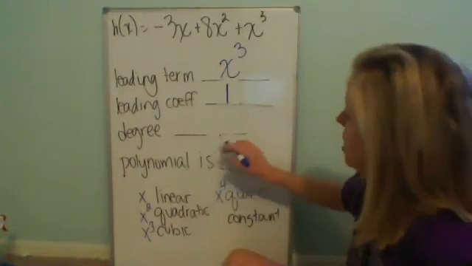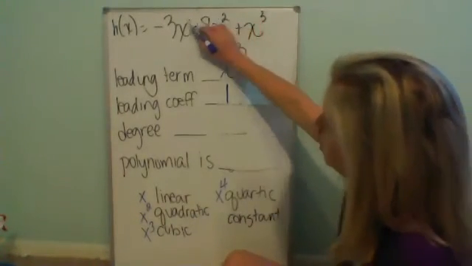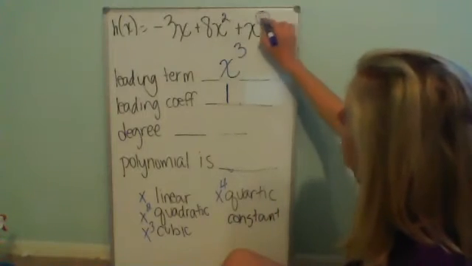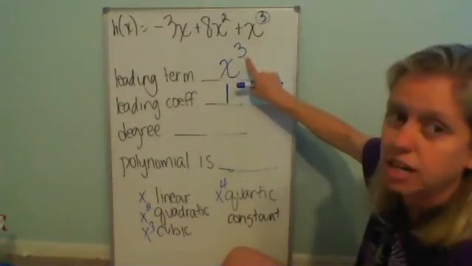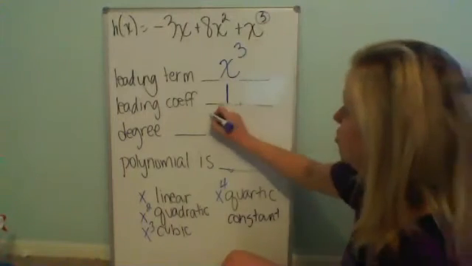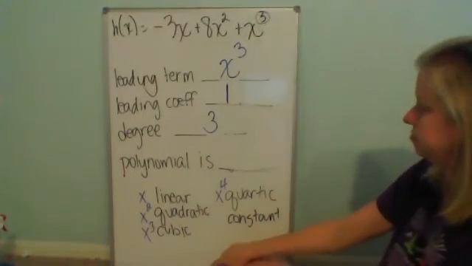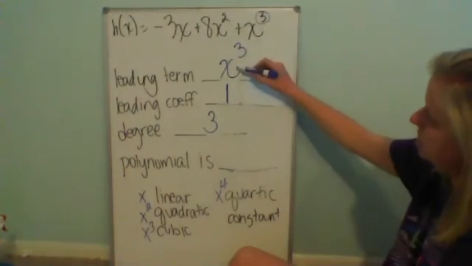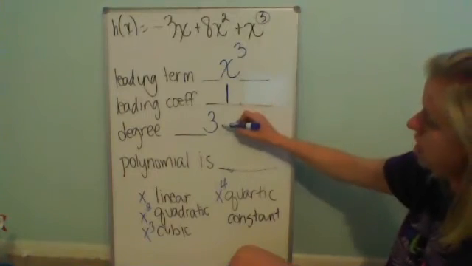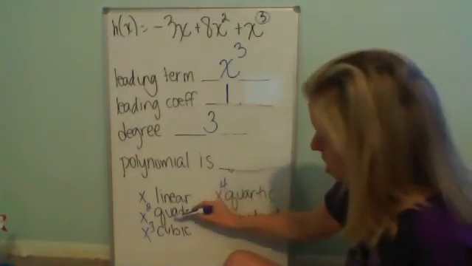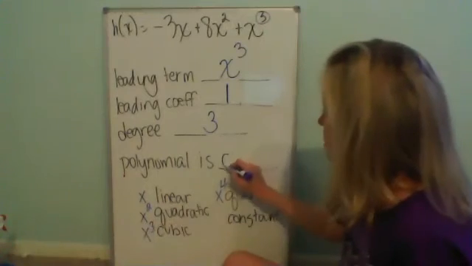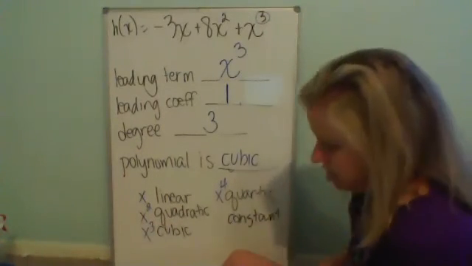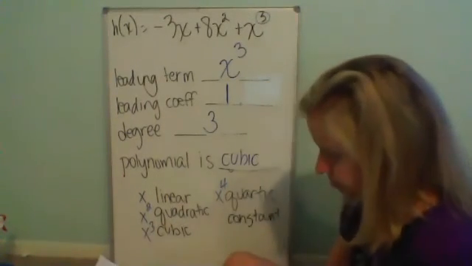The degree, again, you're going through and you're just looking for the highest exponent. This is the highest exponent right there. It's the degree, it's the exponent of your leading term always. So the degree is 3, which means if it's an x cubed or degree 3, what is this polynomial? It would be cubic, right? It would be cubic since it is degree 3.